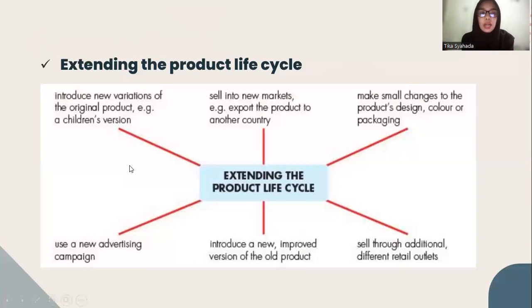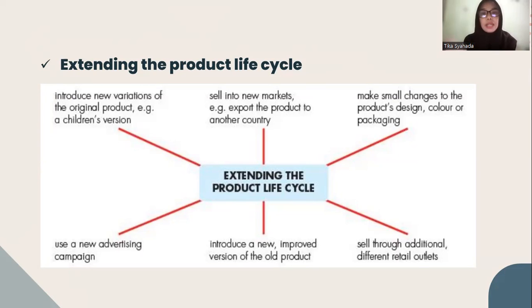Okay, we have how the product life cycle can be extended. Please take a look at the picture. To extend the product life cycle, we have to introduce a new improved version of the old product. So there is improvement of the product, and then sell into new markets. Don't sell the products into just one market. You have to think about new markets to sell your product.